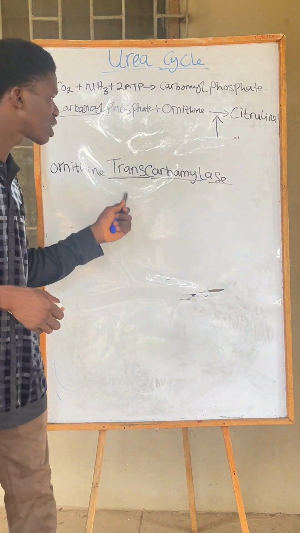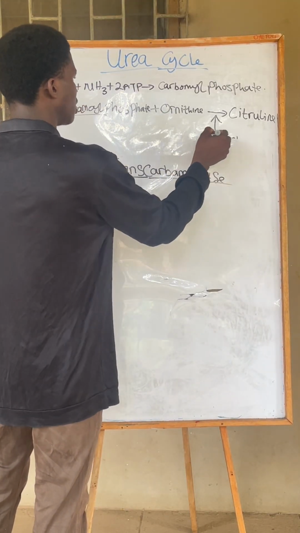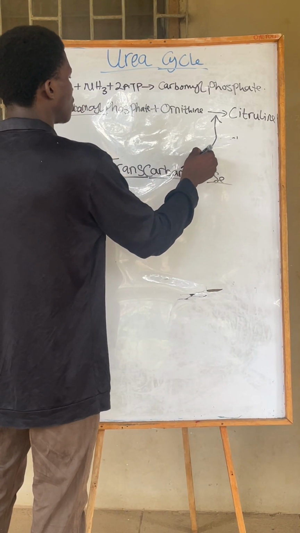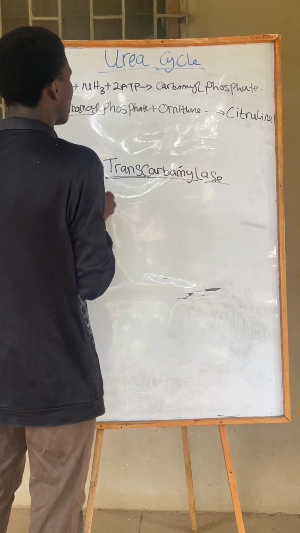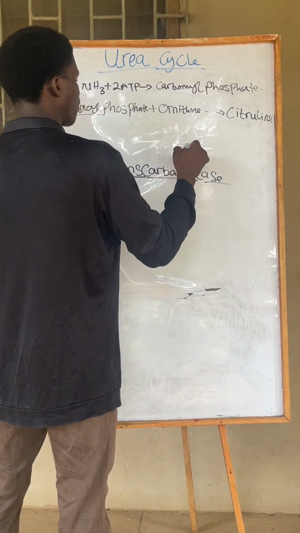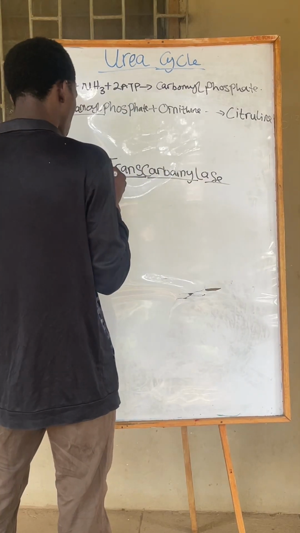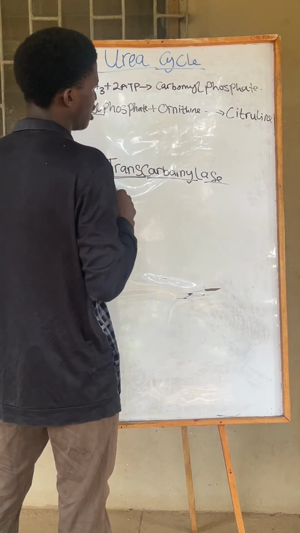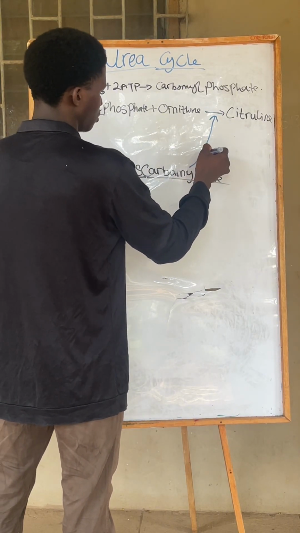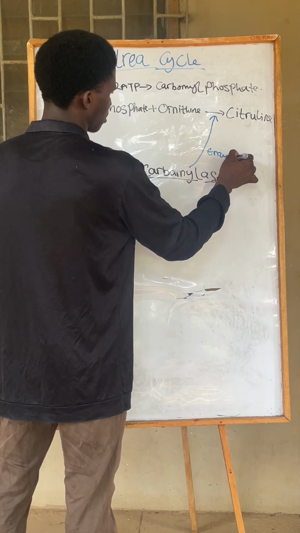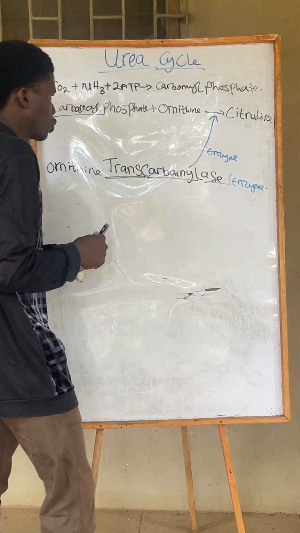So ornithine transcarbamylase is the name of the enzyme involved in the reaction between ornithine and carbamyl phosphate to form citrulline. The name of the enzyme involved is known as ornithine transcarbamylase. The lase is just telling you that it is an enzyme. So this is the enzyme. Do we understand that?